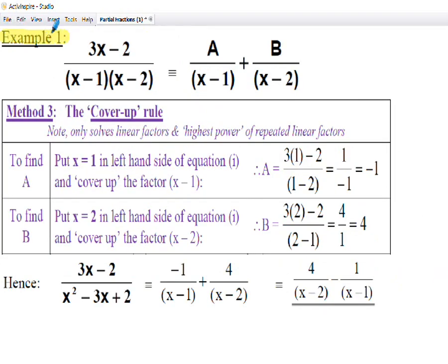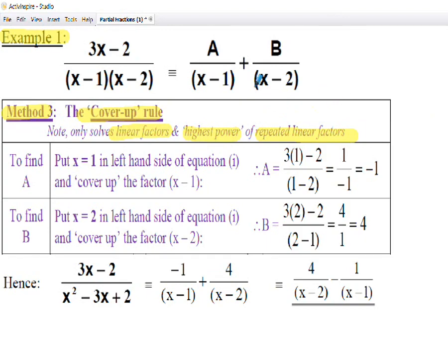Okay, example 1 continued here. I've just repeated this top line here for convenience. We're going to use method 3, the Coverup Rule, to solve for constants a and b. Don't forget that the Coverup Rule only works for linear factors or the highest power of a repeated linear factor. We can use it in this case because the a and the b relate to linear factors.